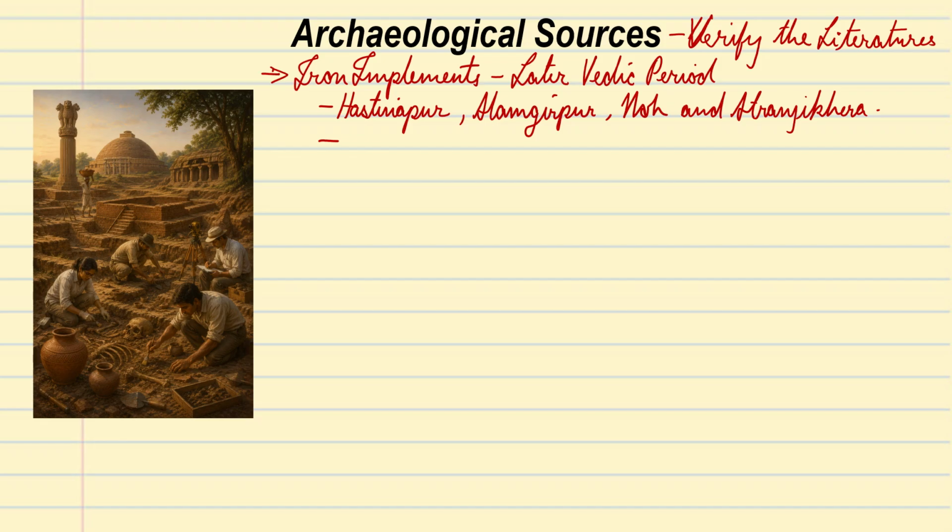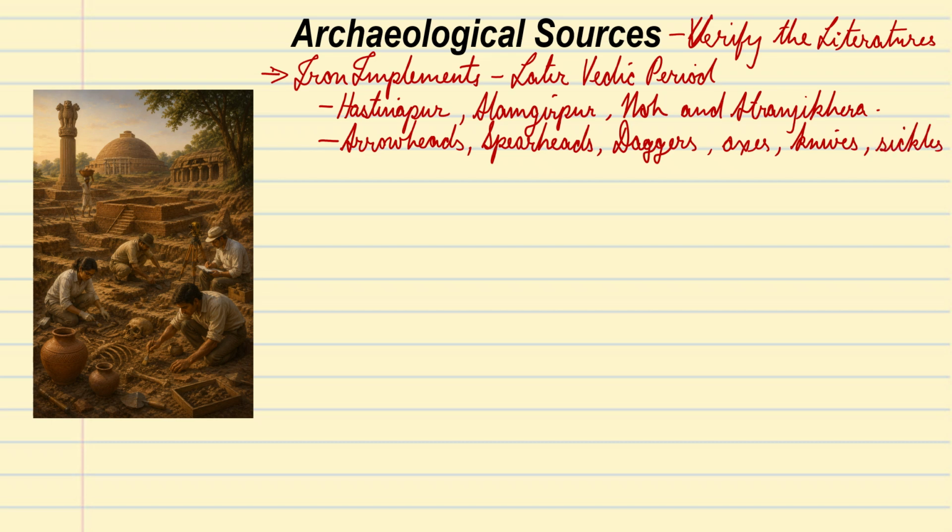And what are the implements found? These are arrowheads. One never writes arrows because the whole arrow does not survive. Only the arrowheads survive because the rest are perishable materials, biodegradable. Then we have spearheads, daggers, axes, knives, sickles, and plowshares. So these are the items found.